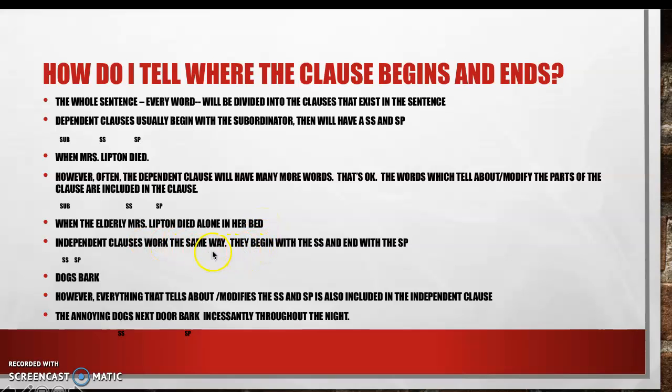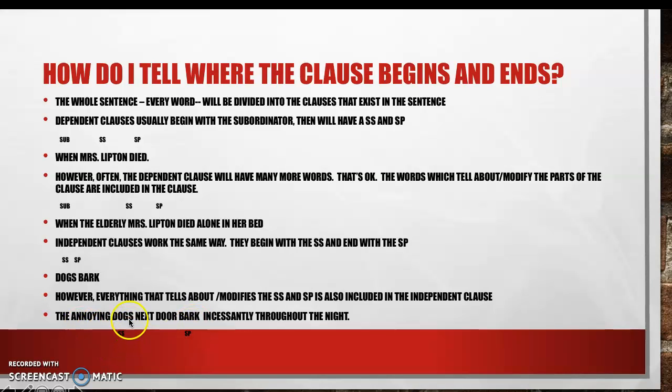Same thing happens with the independent clause, except they don't have a subordinator. Independent clauses do not have subordinators. They'll likely begin with the subject and then have a simple predicate. So check this one out. "Dogs bark." All right, that is an independent clause because it has the elements that an independent clause requires, a subject and a predicate. However, most often, your clauses are going to have more than just the subject and the predicate. They're going to have adjectives, adverbs, maybe prepositional phrases and other things.